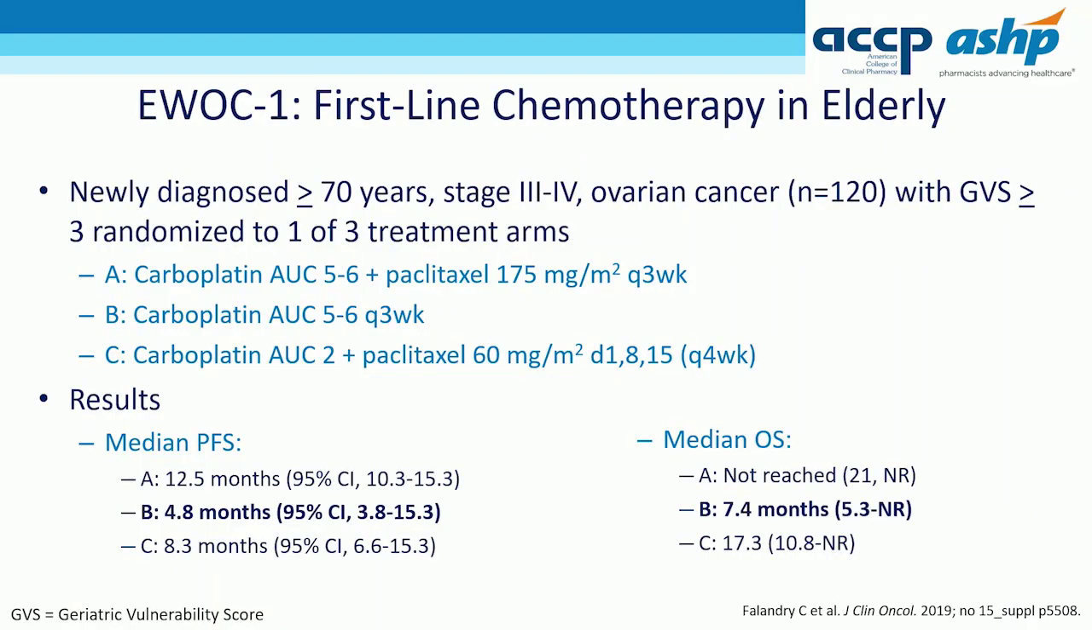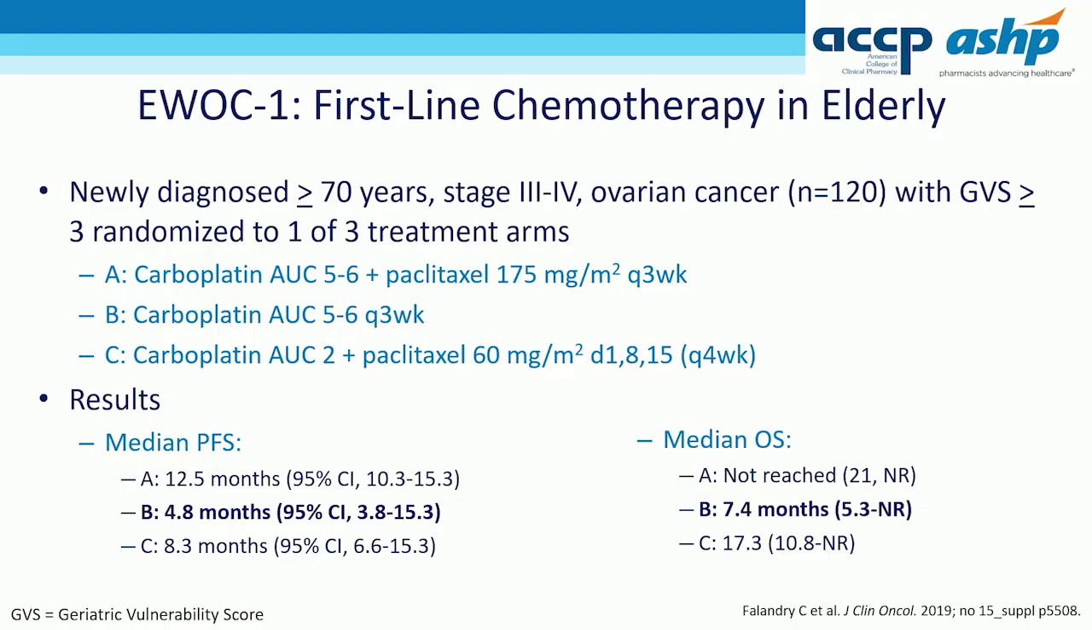And so I do want to cover some of the data behind this. So in our first-line chemotherapy in elderly patients study, we have patients that were newly diagnosed, greater than 70 years of age, stages 3 through 4 with several comorbidities. And they were randomized to either that standard carboplatin and paclitaxel regimen, a single agent of carboplatin, or that weekly regimen that we see of carboplatin at an AUC of 2 and paclitaxel at 60 milligrams per meter squared.